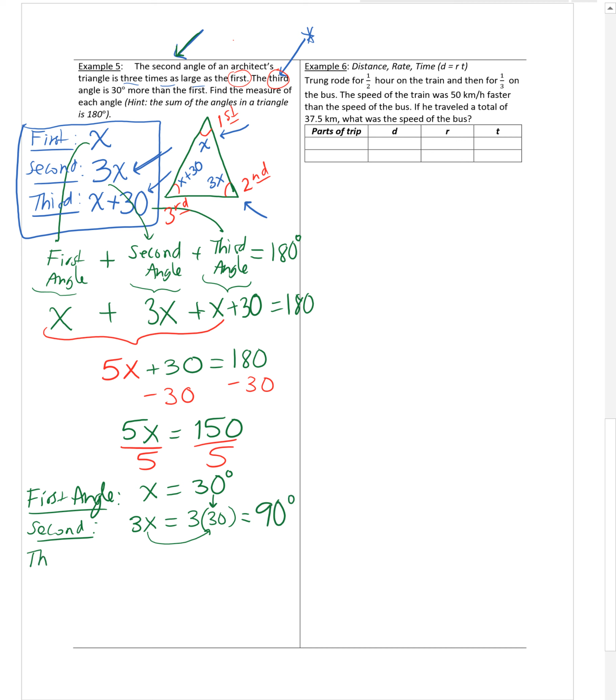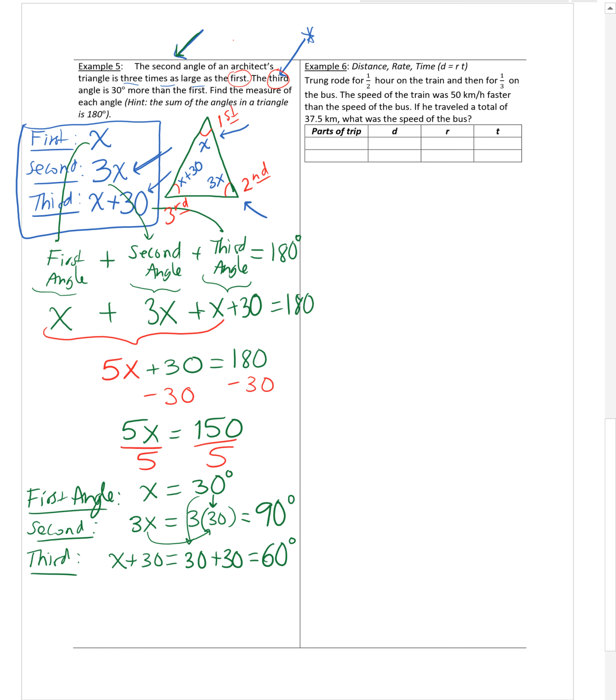All right, we're almost there. The third angle, that was the one we said was x plus 30. And x, again, we found x was 30. So it's 30 plus 30, which is 60. There we go. We got all 3 angles.